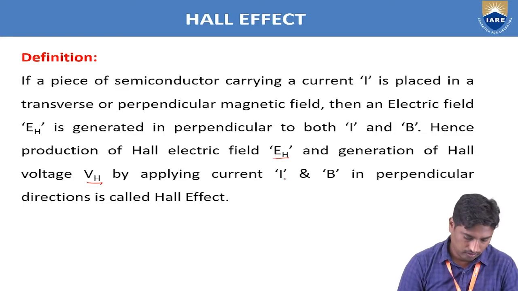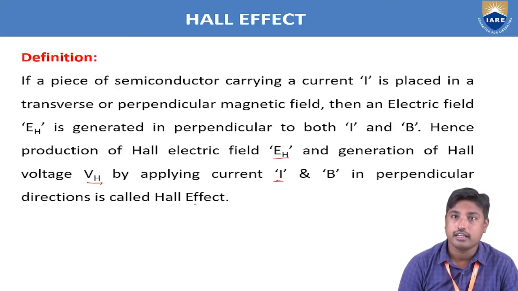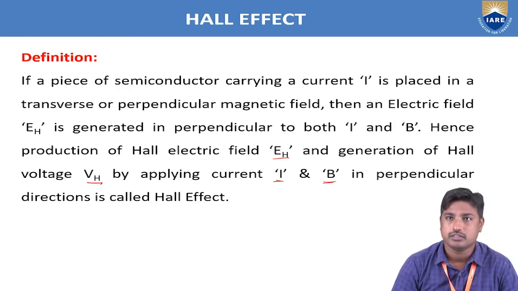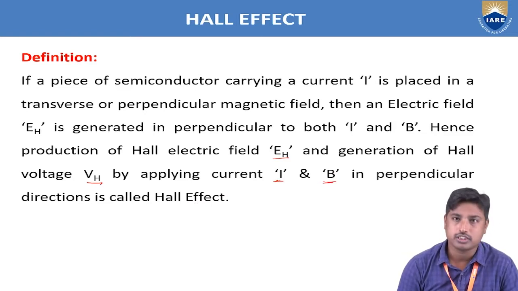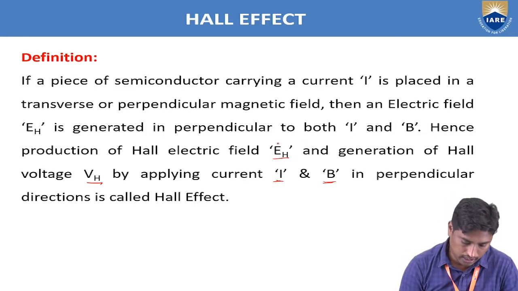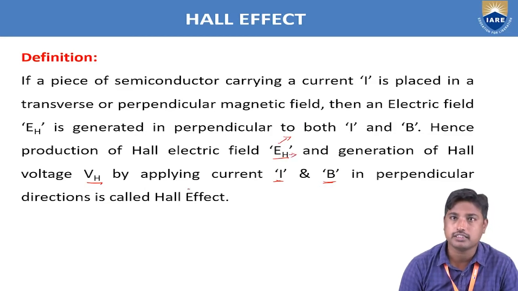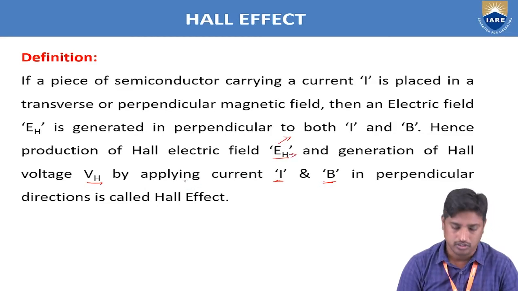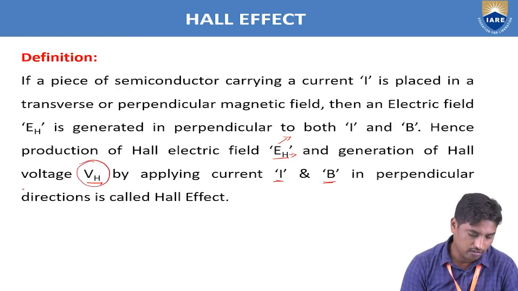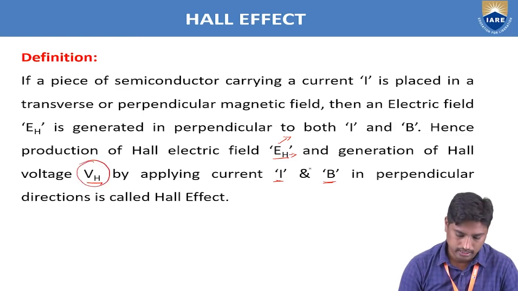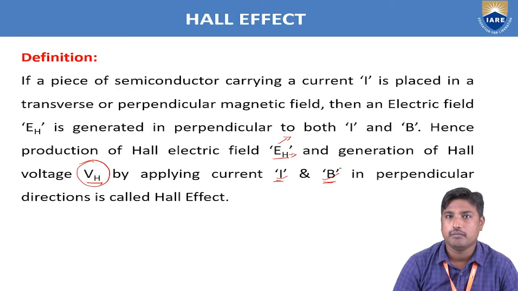So, I is the current, B is the magnetic field. See the notations. Remember the notations also. EH is the Hall electric field. E is the electric field, and usually we add H, where H represents Hall. So here VH is the Hall voltage developed across the material, I is the current and B is the magnetic field applied.